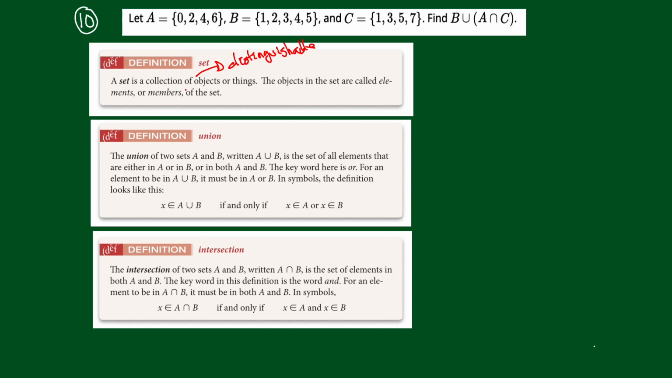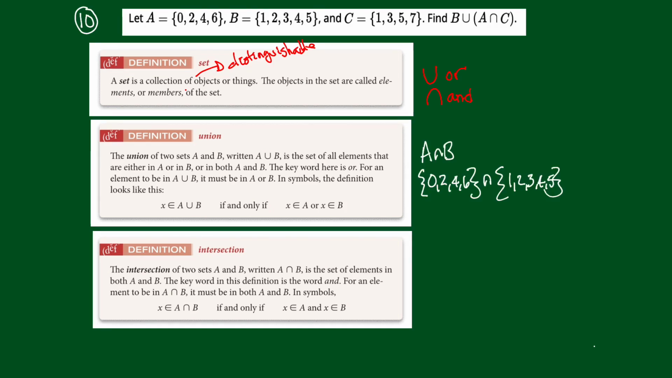So let me actually write that. It's in those definitions. But when you see this, you think the English word or. When you see this, you think the English word and. So let's go back down to the definition and see what it says. The key word is and. Now, for an element to be in A intersect B, here's the definition. X is a member of this set, A intersect B, if and only if X is in A and B. See the difference? Back here in union, it has to be in at least one. For the intersection, it has to be in both.